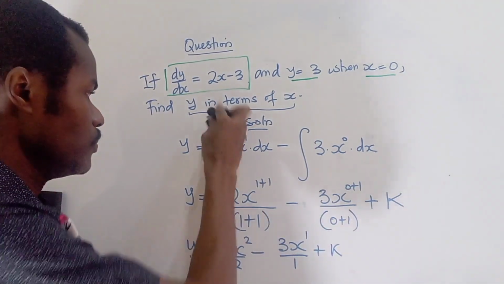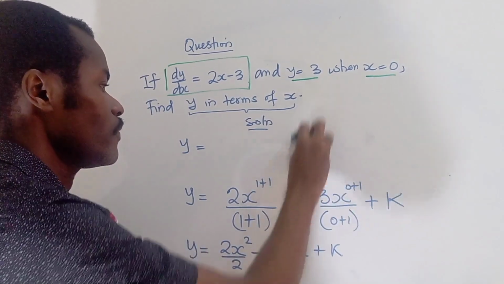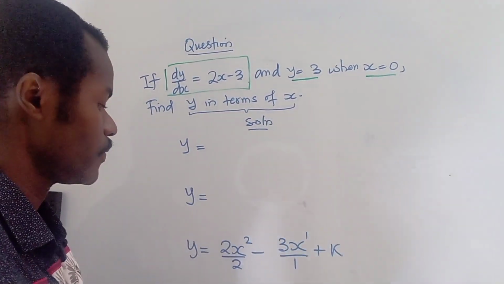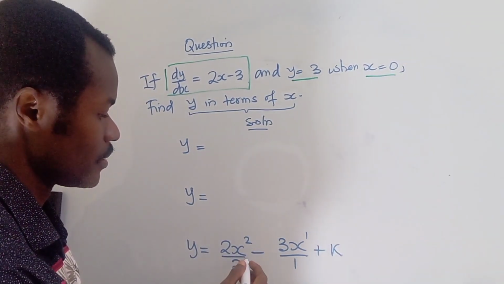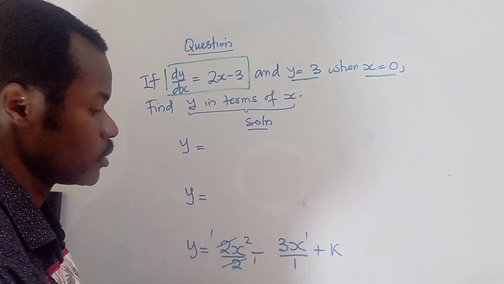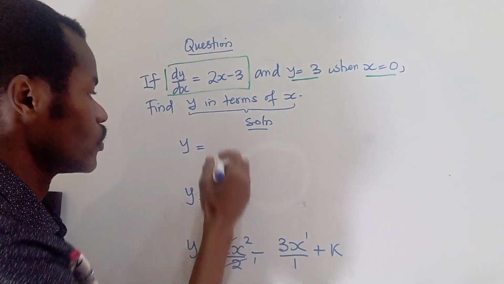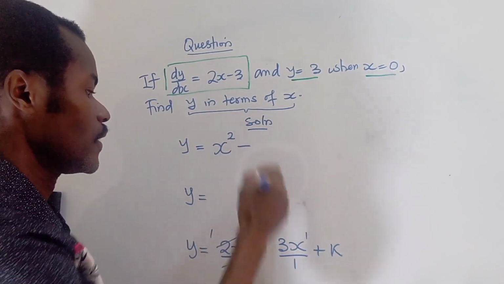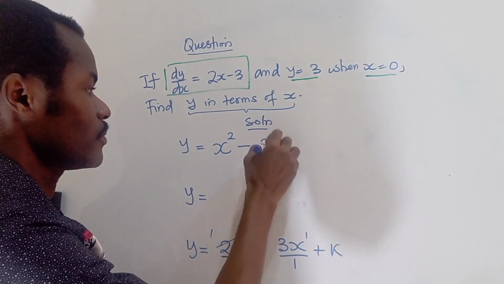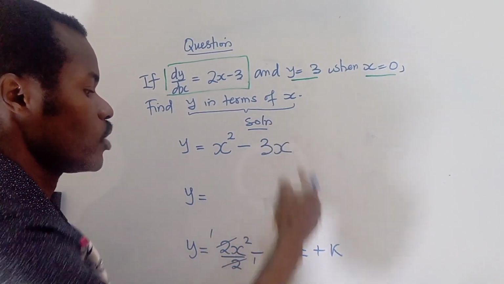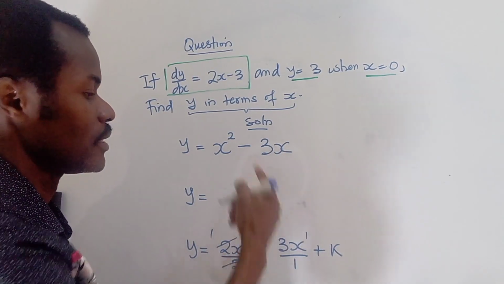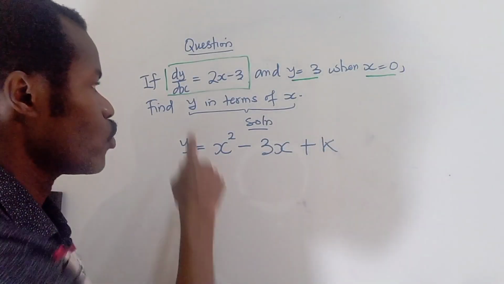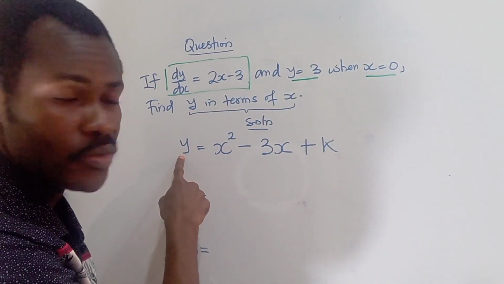Now we can simplify further to see what that gives us. I can see that the 2 cancels out, 2 over 2 is 1, so we are left with x raised to the power of 2. Minus 3x raised to the power of 1 is still 3x, divided by 1 is still the same, plus k. We are able to make y the subject of the formula.